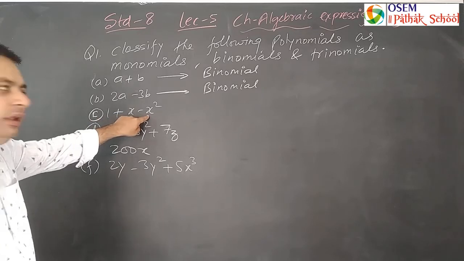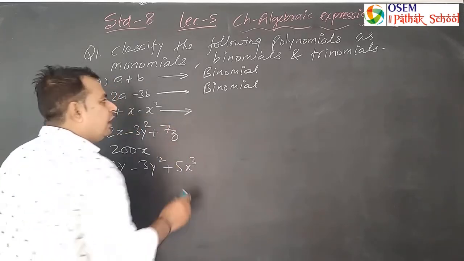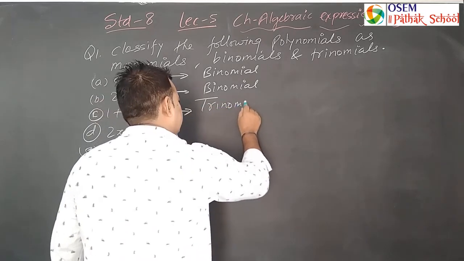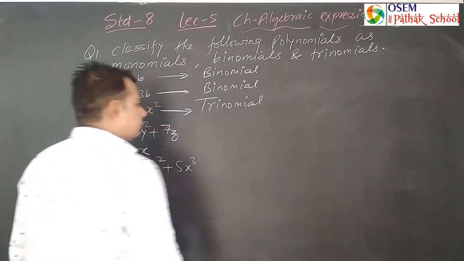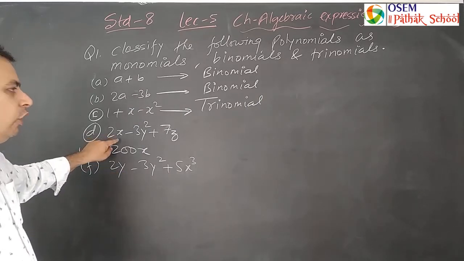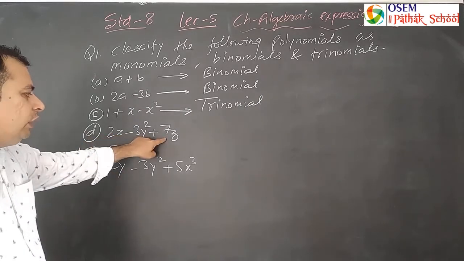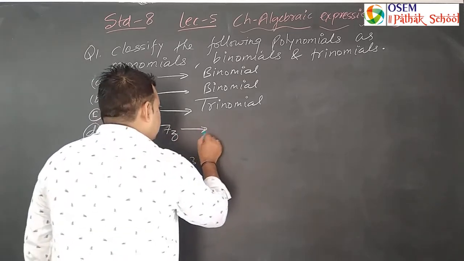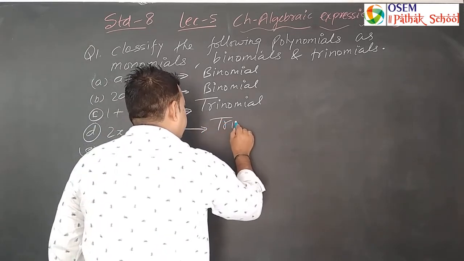Now here, 1, 2 and 3. How many terms are over here? 3. A polynomial having 3 terms is known as trinomial. Here how many terms are there? 1, 2 and 3. Again you can see it has 3 terms. It's again trinomial.